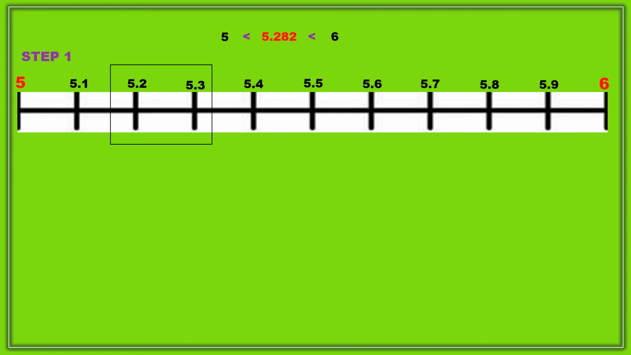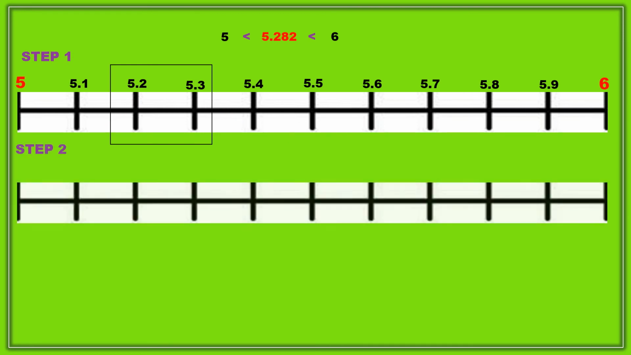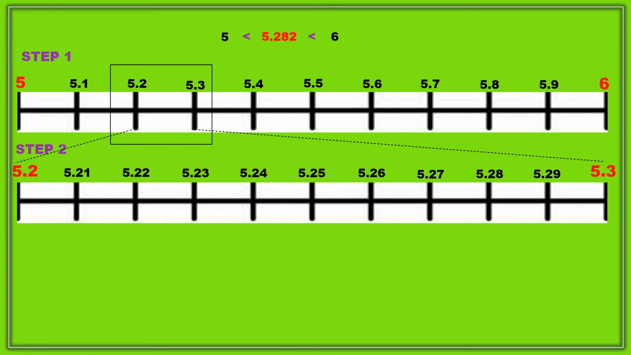Now 5.28 is in between 5.2 and 5.3. So we should write the numbers between 5.2 and 5.3. They are 5.21, 5.22, 5.23, 5.24 and so on. Now we finished 5.2, and next is 5.28. Our 28 is here. There is one more digit after this, so it is not the exact value, and it will lie in between 5.28 and 5.29.